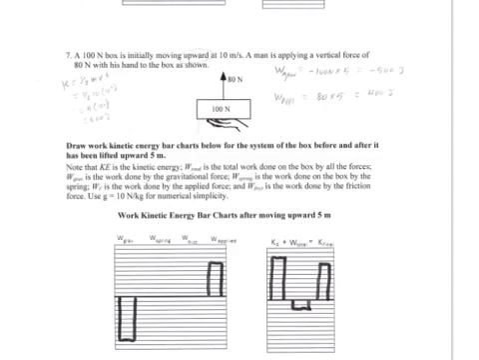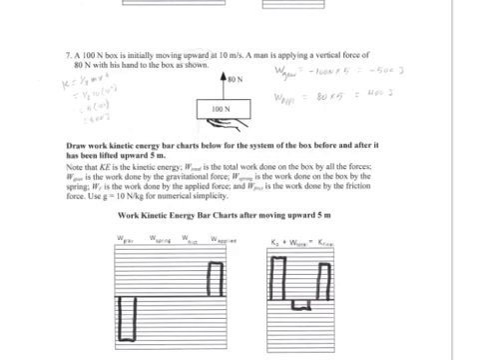Now, the first thing I'm going to do in this problem, however, is figure out what the starting kinetic energy of the box was. I'm told that the box is moving upwards at 10 meters per second. So if it's a 100 Newton box, it has a mass of 10 kilograms. So I have 1/2 of 10 times 10 squared. 1/2 of 10 is 5. 5 times 10 squared is 500 joules.